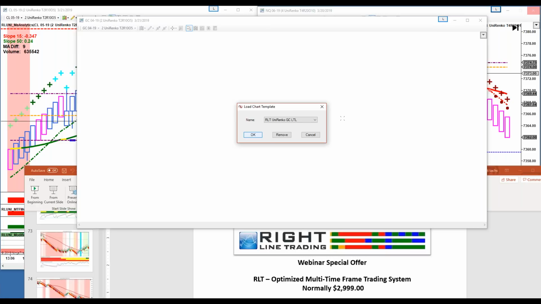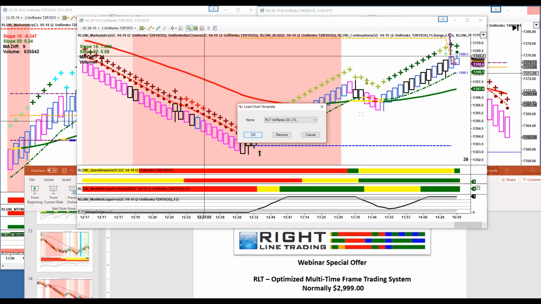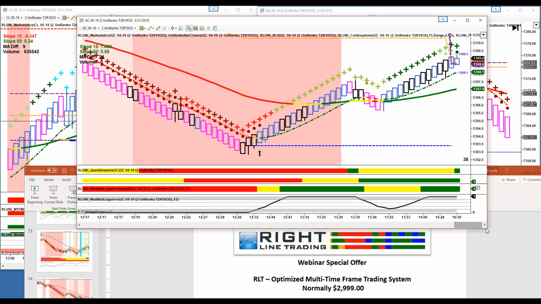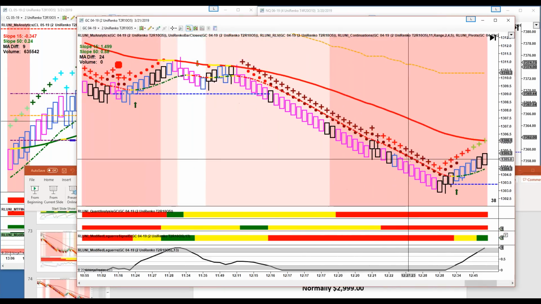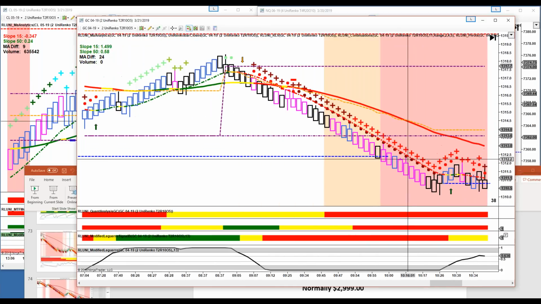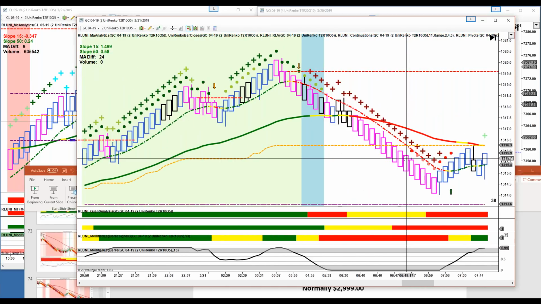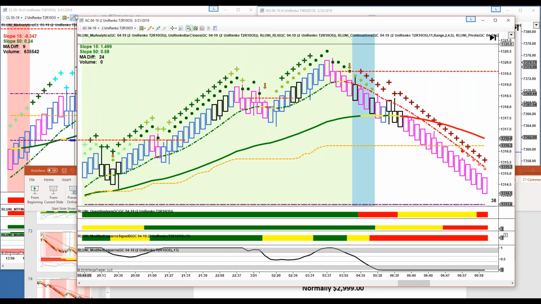But if you forgot, after hours, it's going to take a minute to load. And there's your gold chart. All set to go. Complete. Everything. Okay? It's very simple. I'm just going to close it up.